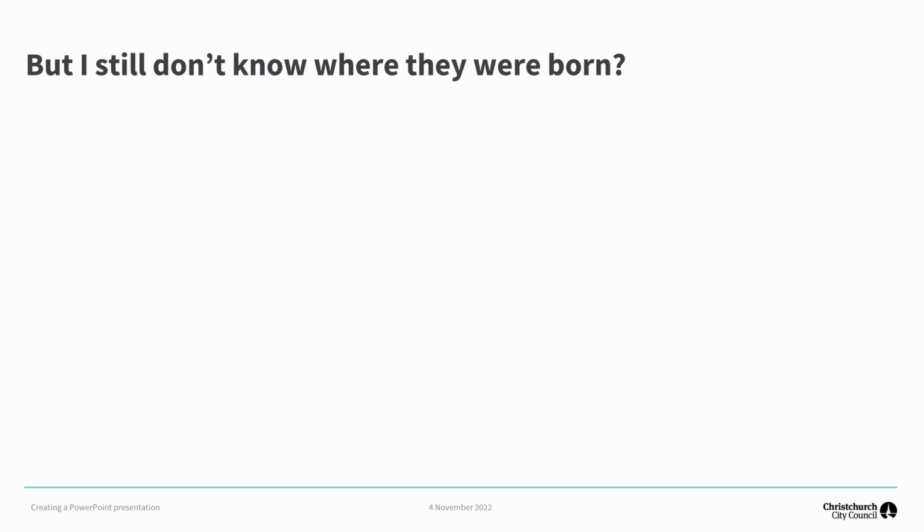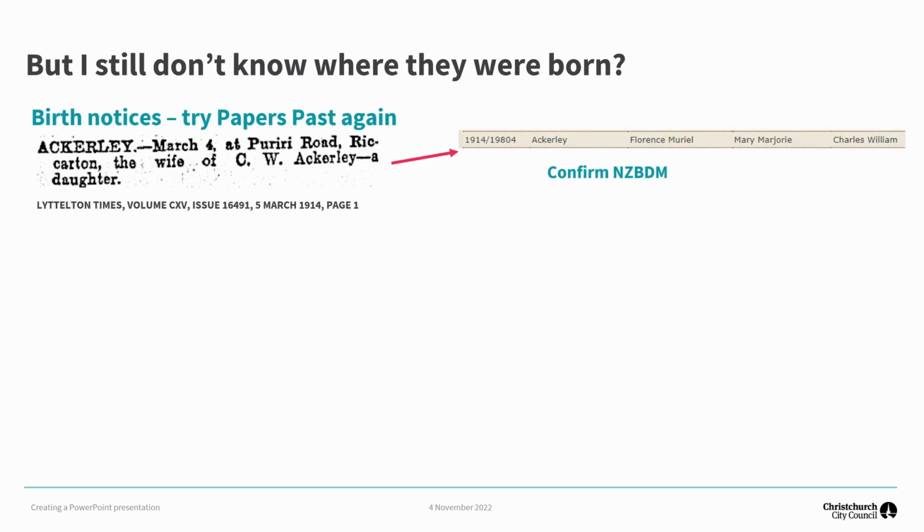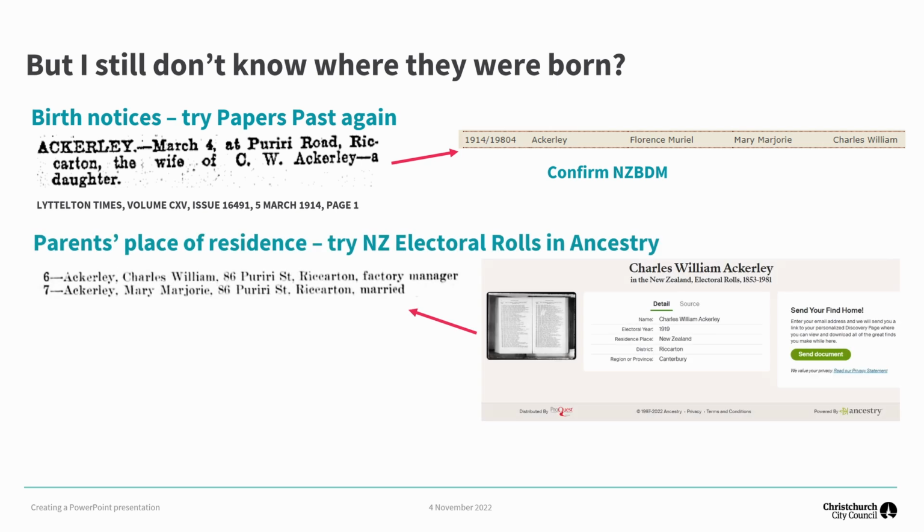The birth notices in Papers Past will sometimes give you an address, or at least a town or district. Here we have Ackley at Pururi Road, that's now street, so watch for street name changes, and we can go back to NZBDM online to confirm. Or for those who have access to Ancestry, you could try searching the New Zealand electoral rolls for the name of the father. Remember that after 1893, women could enrol to vote, so you may get the mother's name alongside the father's in the electoral roll.